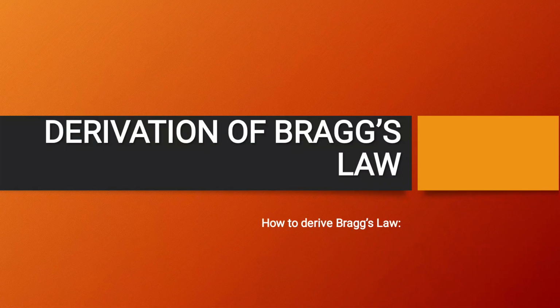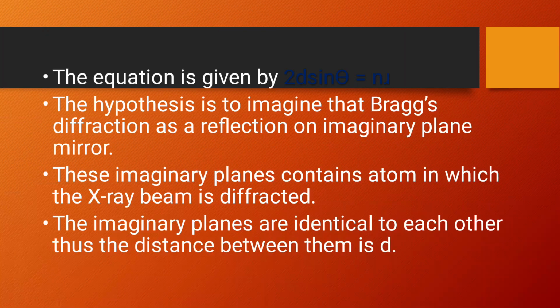We have studied electromagnetic waves and the properties of X-rays in our previous sessions. Let us now see what happens when X-rays are incident onto a crystal surface by learning Bragg's law. In this topic, we are going to learn how to derive Bragg's law. The Bragg's law equation is given by 2d sine theta is equal to n lambda. This is the formula that we are going to derive.